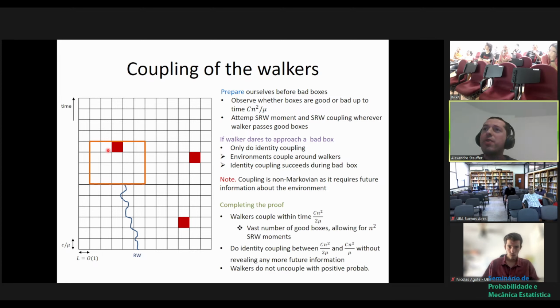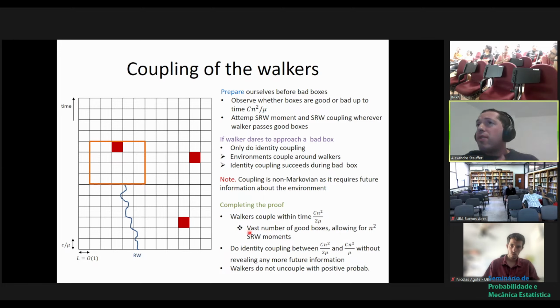Okay, so let's see how we complete the proof here. I'm just skimming through this, and this is actually the last bit of the talk. So the proof is completed in this way. We let the walkers now do this coupling: simple random walk coupling if you are in a good box outside these protection zones, and identity coupling in the protection zones and bad boxes. And you do this up to half of the time we reveal the boxes. So we reveal up to Cn² over μ, and we do it half of the time.